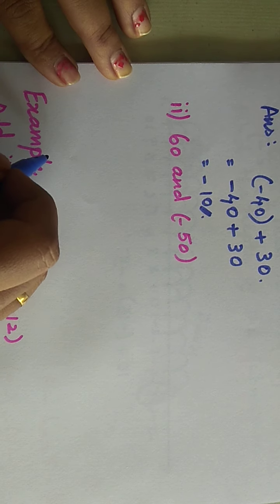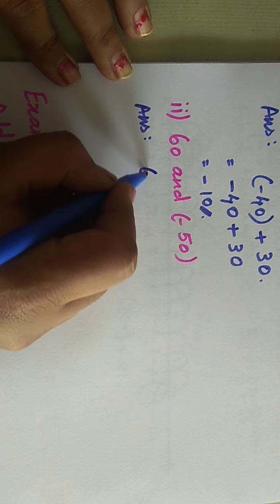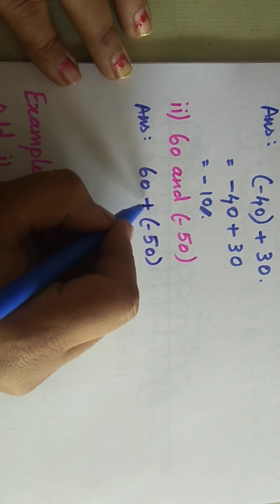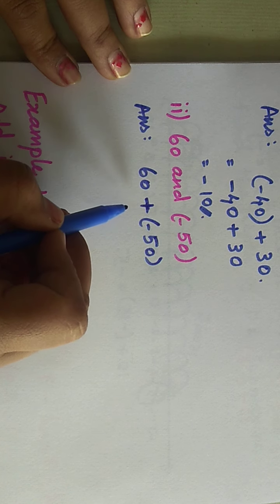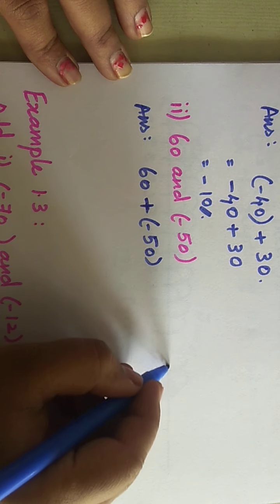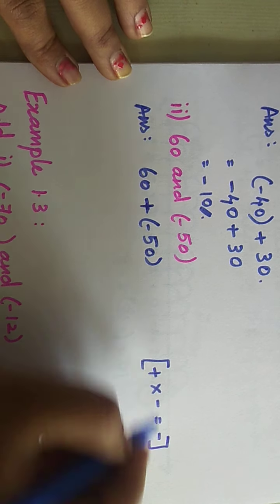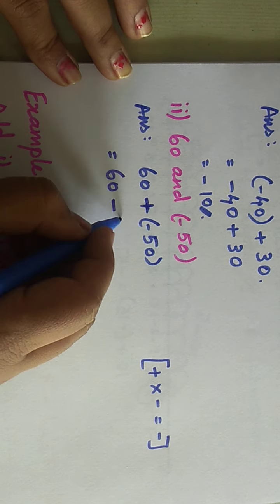Next it is 60 and minus 50. Here also we have to write it as 60 plus minus 50. You have to write the question as it is, and you have to write the addition symbol. That's all. Here also you have to convert it as plus into minus equal to minus. So 60 plus into minus, minus 50.